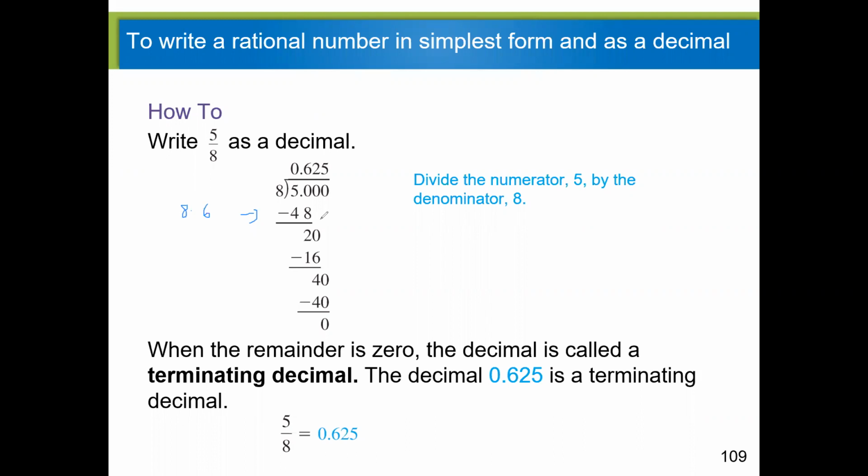And then, you remember how to do this, right? Subtract 48 from 50. You land yourself at a 2. Drop the next one down to 20. And then repeat the same process. 8 goes twice to make 16. And then 20 minus 16 is 4. Drop the 0. 8 goes into 40 5 times. This is 8 times 5 equals 40. Remainder of 0. 5 divided by 8 is 0.625.